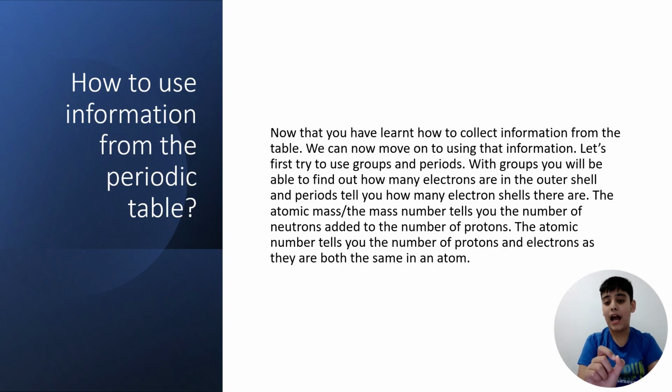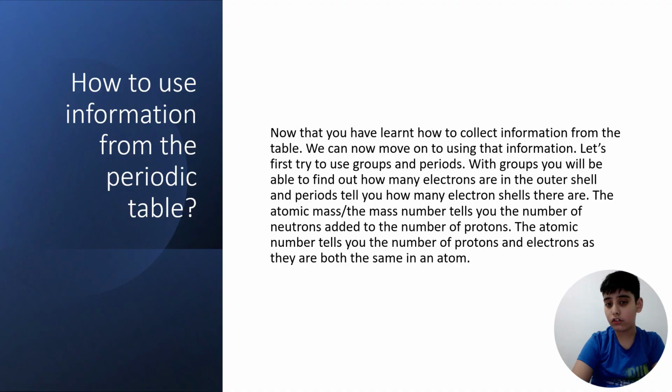The group number, however, tells you the number of electrons in the outer shell. Let's say magnesium. Magnesium is in period 2, group 2. So period 2 tells us that it has two electron shells, and the group number tells us that it has 2 electrons in the outer shell.